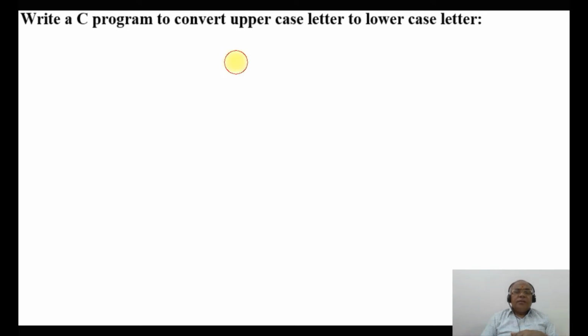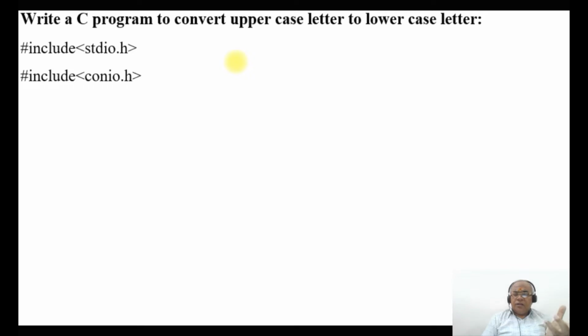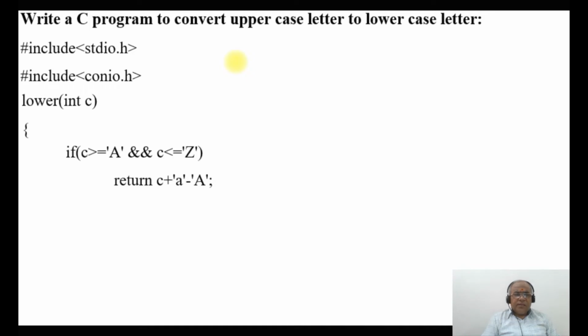So how do I do that? First we are going to have the header files included. So what is our main function? I want to convert the uppercase into lowercase, so lower int c. Then we are going to have the conditions. What is the condition? What are all the uppercase letters you have? Capital A to capital Z. So the condition has to be such that it should be greater than or equal to A and less than or equal to Z.